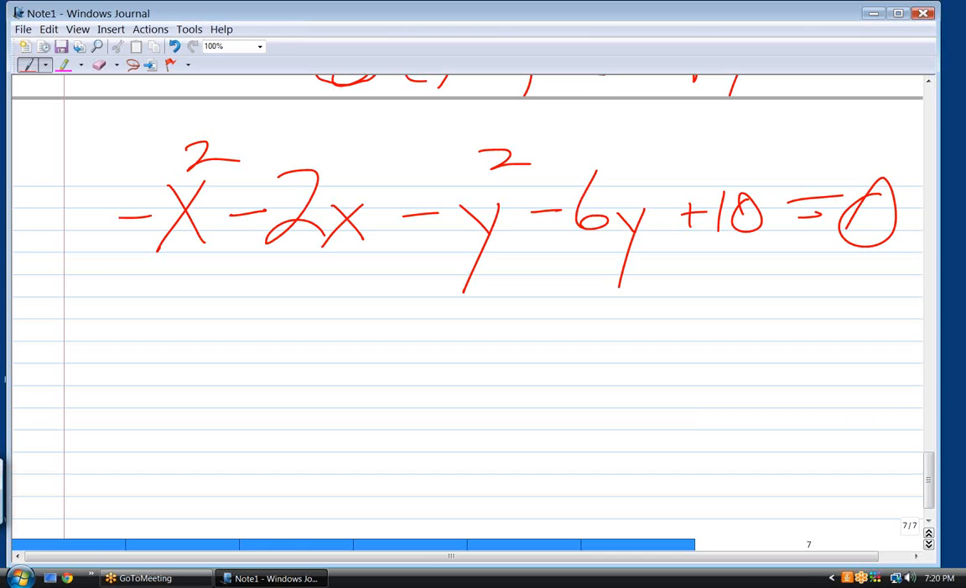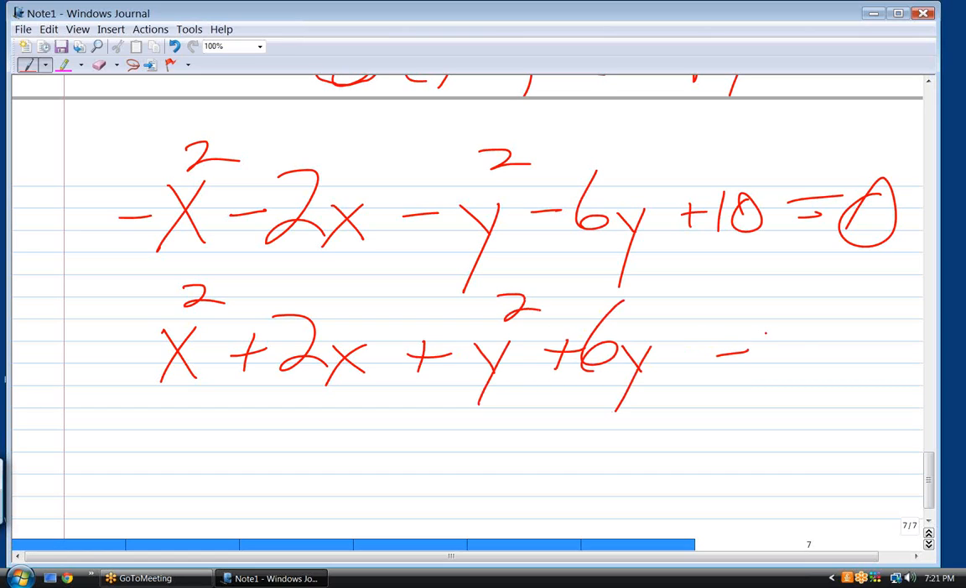An ellipse? Yes. Because the first thing I'm going to do is divide every term by -1, and I'm going to end up with x squared plus 2x plus y squared plus 6y equals minus 10. That is a positive. I don't know whether it's vertical or horizontal yet. What do I have to do to this to put it into the format of an ellipse?